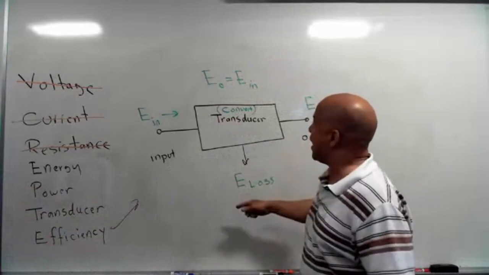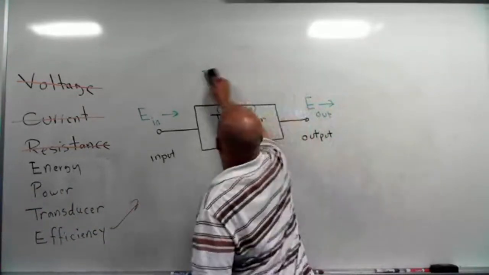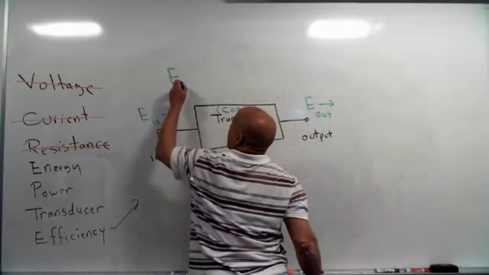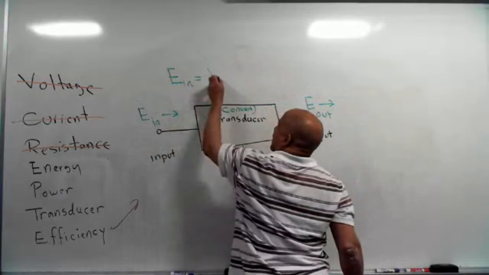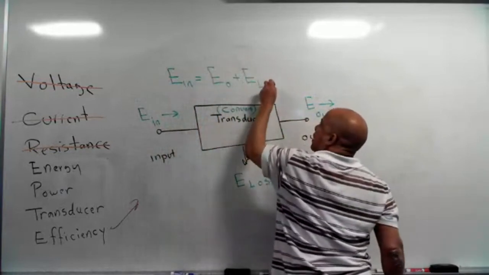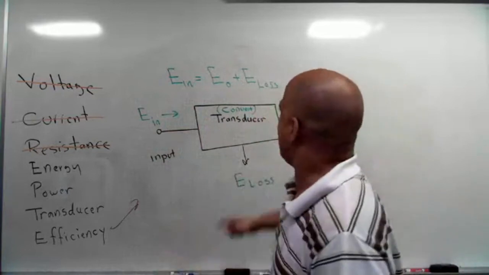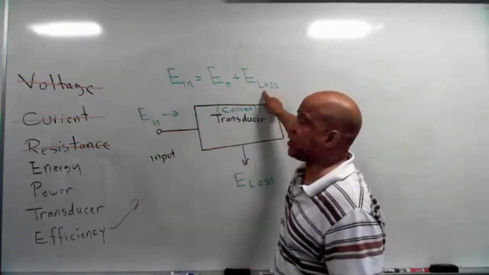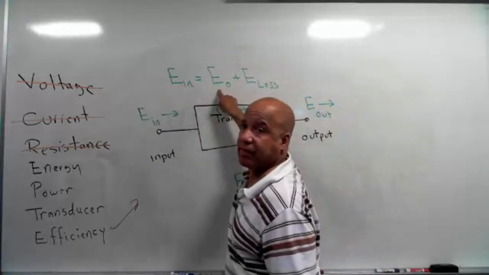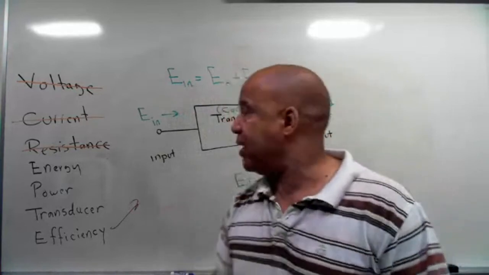So you will never, ever have this. What you will have is this: energy going in equal to energy flowing out plus whatever your loss is. So if you're designing a transducer, you want to make this as small as possible. Because if this is smaller, that means more of this is going to that, and less of this is going to that. But there's one more term here.